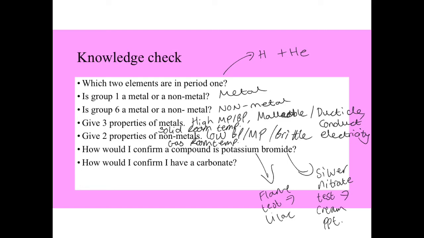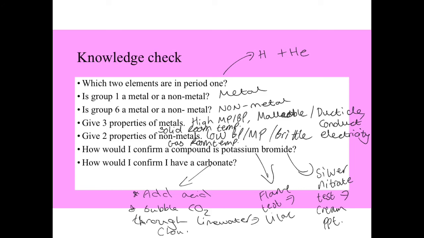How would I confirm I have a carbonate? You add acid, and then you bubble the CO2 that's produced through lime water, and then it should turn cloudy.